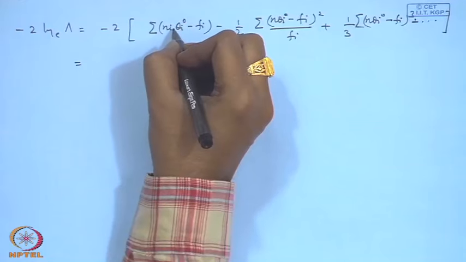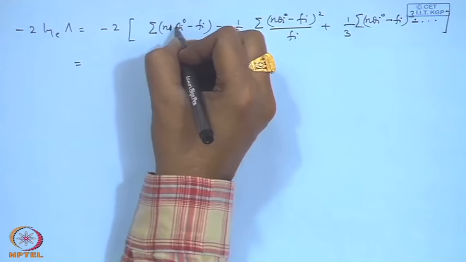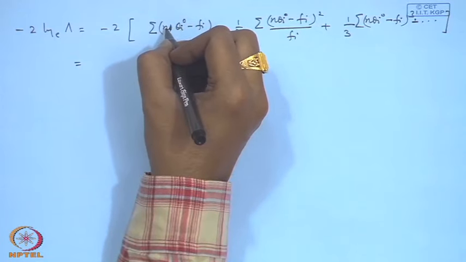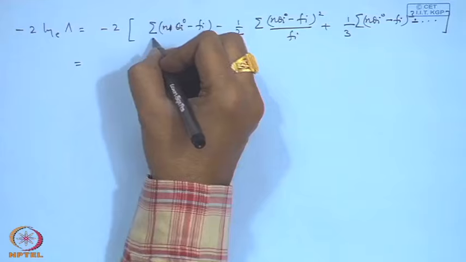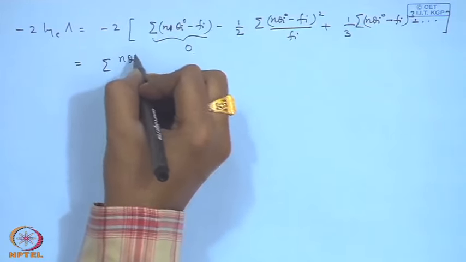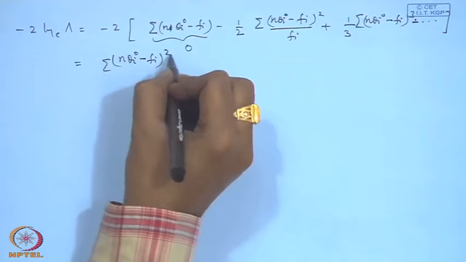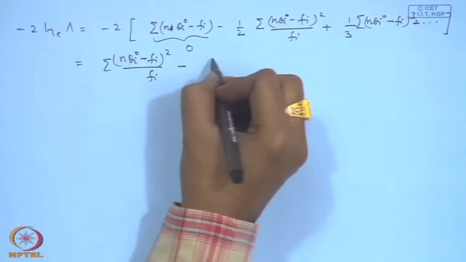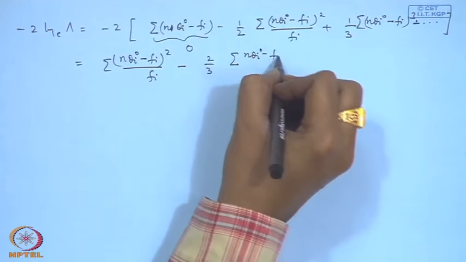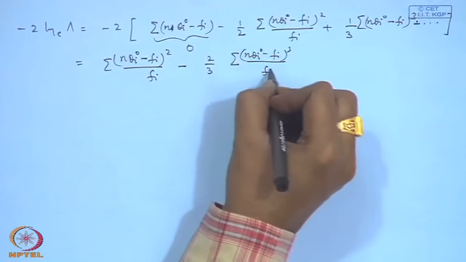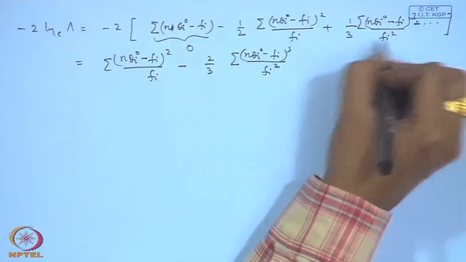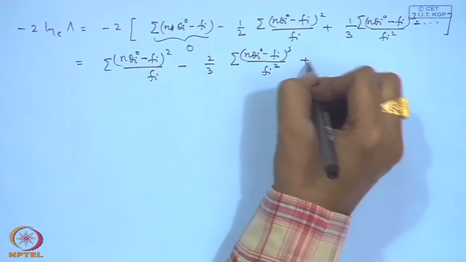This term is simply, so this is n theta_i. So, sigma theta_i is equal to 1, so sigma theta_i0 is also equal to 1. So, this is n. Then sigma f_i is n. So, this first term will become 0. The second term is giving me sigma (n theta_i0 minus f_i) square divided by f_i, minus 2 by 3 sigma (n theta_i0 minus f_i) cube by f_i square, and so on.